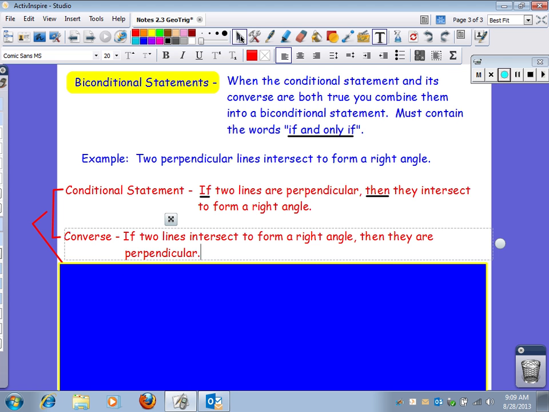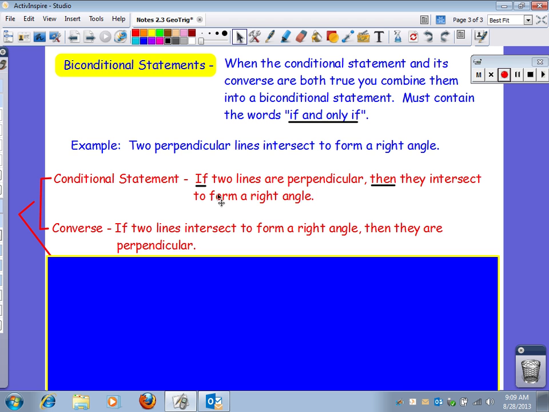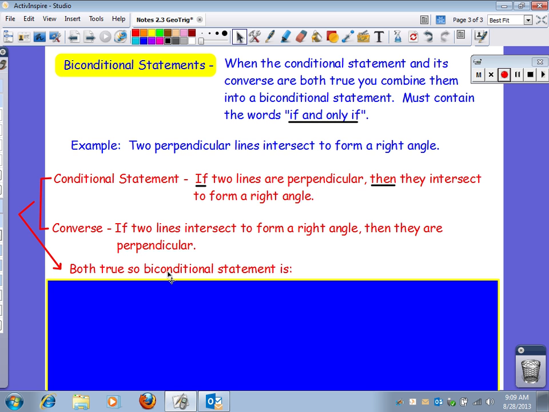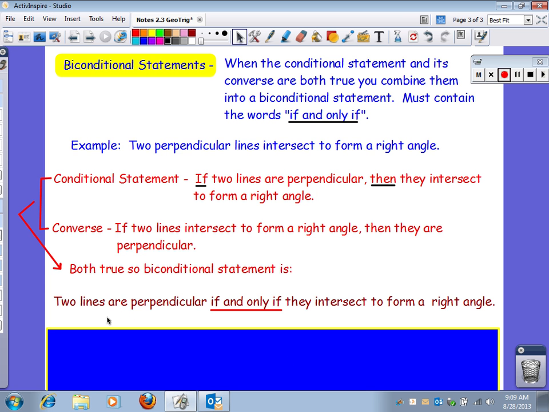Now, is the conditional statement true? If they're perpendicular, then they make a right angle? Yes. Is the converse true? If they intersect to form a right angle, then they're perpendicular. Yeah, they both are true statements. Since both of these are true, you can make a biconditional statement. You could take those two statements and put them together. Two lines are perpendicular if and only if they intersect to form a right angle. You can put this phrase in the middle and it puts your converse and your conditional statement together into one.